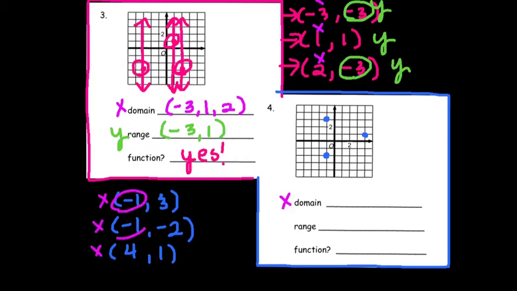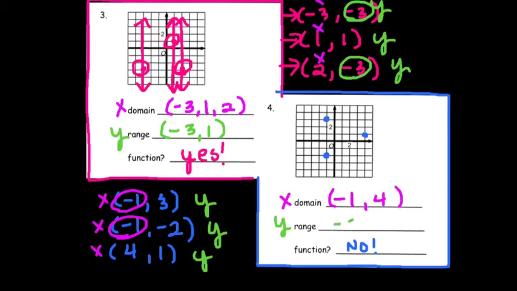So right away, I want you to see that the x is repeated, meaning that it is not a function. Okay? Now, I am going to only write that -1 one time. There's no need to say it twice. So -1, 4 is my domain. And then for my range, we're looking at all the y values. So those are the second value in each of these. So we have 3, -2, and 1. I'm going to start from least to greatest. I'm going to start with -2, followed by that 1, followed by that 3. So -2, 1, 3 would be my range here.